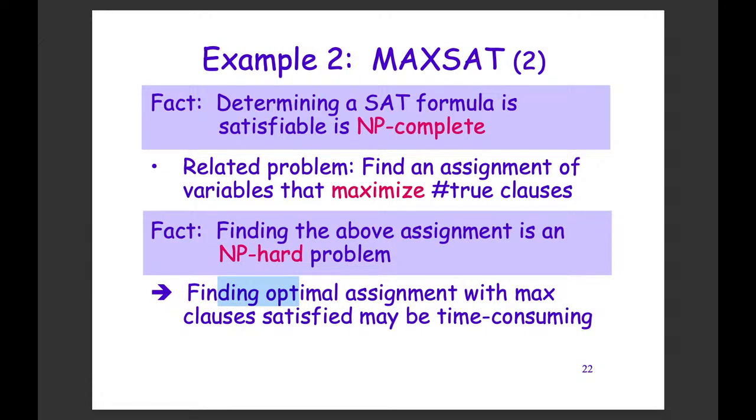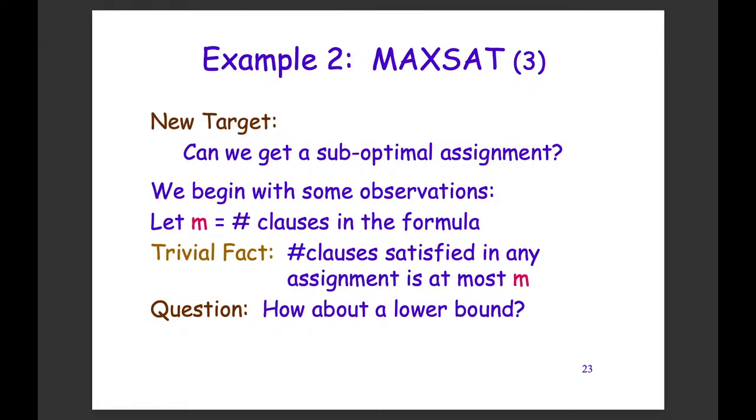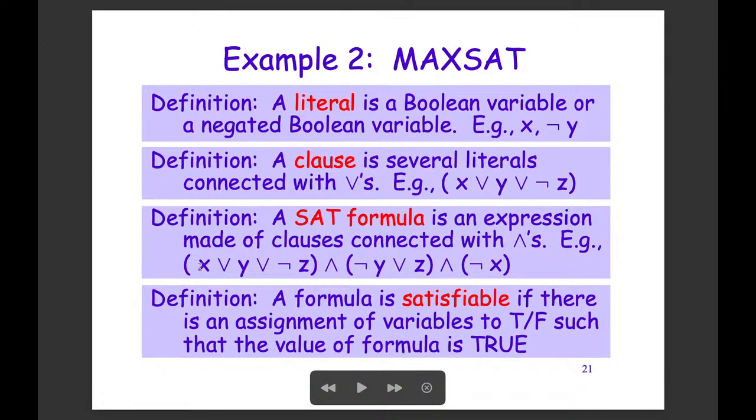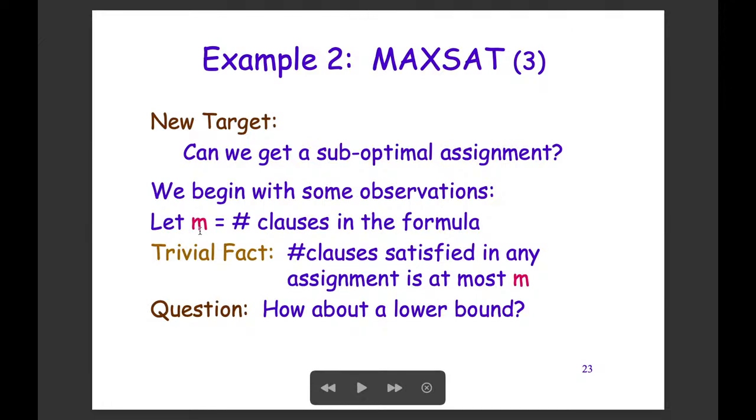Okay. But yet, we still want to do something about this, or to observe some property about this max SAT problem. So similar to the max cut problem, we do not find an optimal assignment. We want to get an assignment such that it is good enough. So suppose that there are m clauses to begin with in the formula. In this example, there are 1 clause, 2 clauses, 3 clauses, so there are 3 clauses. We know that the maximum number of clauses that we can satisfy is at most m.